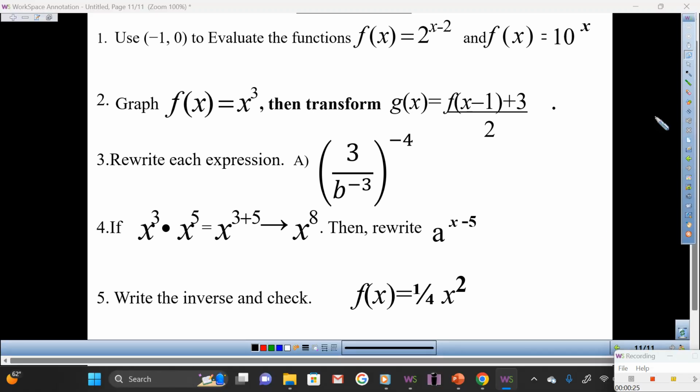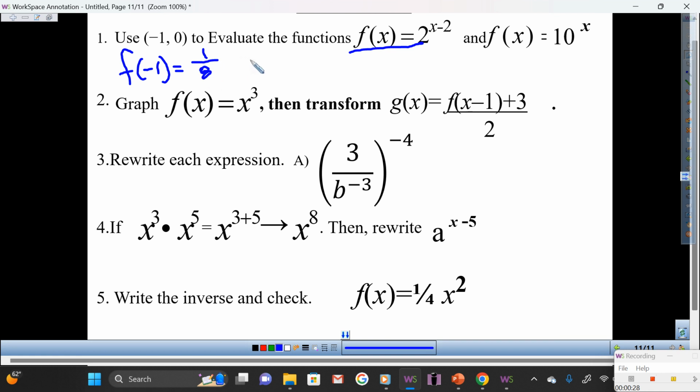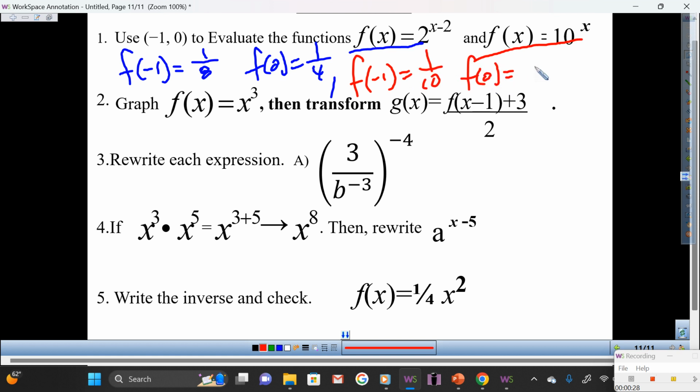All right, here we go. Number one. For the function f of x equals 2 to the exponent of x minus 2, for negative 1, we got 1/8, and for 0, we got 1/4. Hands if you got that. For the function f of x equals 10 to the power of x, f of negative 1 is 1/10, and f of 0 is 1.